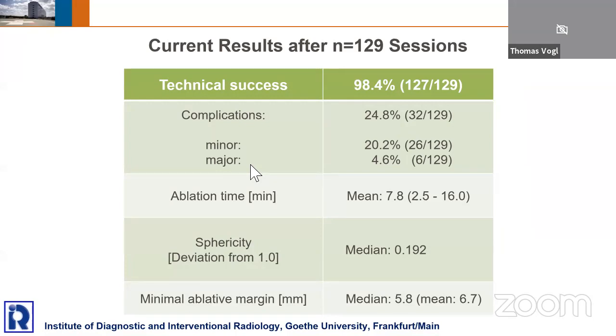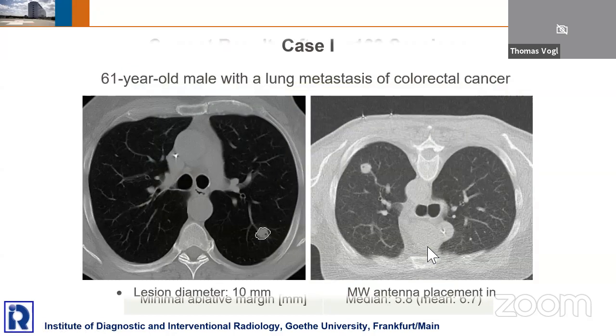After 129 sessions, you see the technical success rate meanwhile improved. The complications are minor. And one of my fellows here worked very hard on the sphericity index, which is a median of 0.1, which means that in about 20% the longitudinal and transverse diameters are different, so that we are more and more getting really spherical lesions.